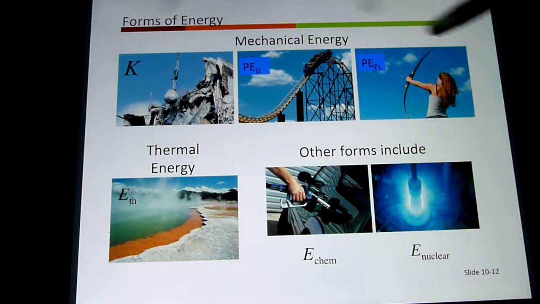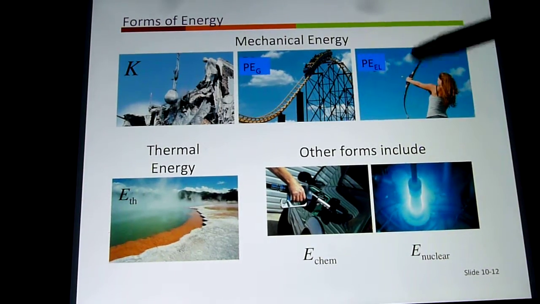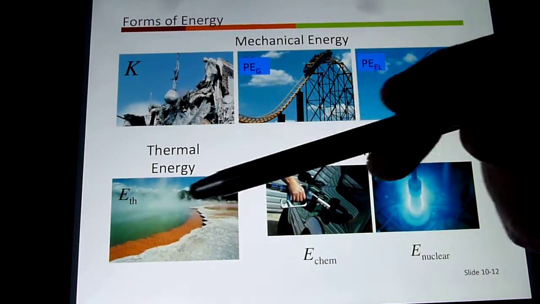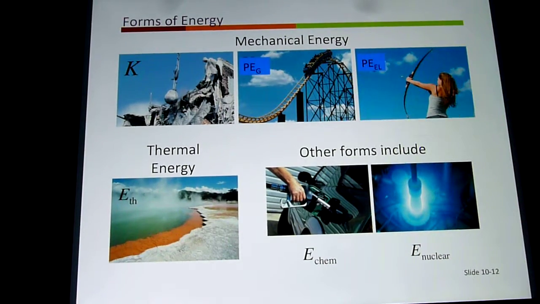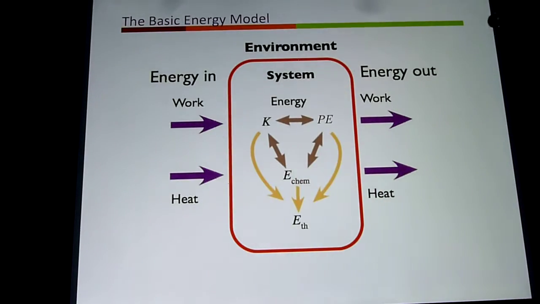You see that all of these things look very different. However, they're all types of energy that a system could have. It could be warm. I could be breaking molecules apart. I could be stretching something. I could be moving. Those are all different types of energy.